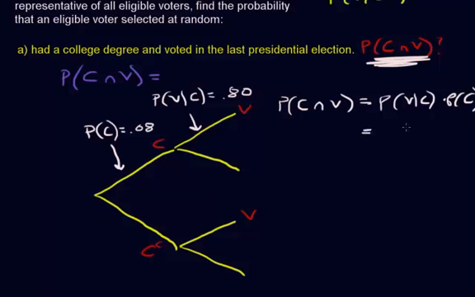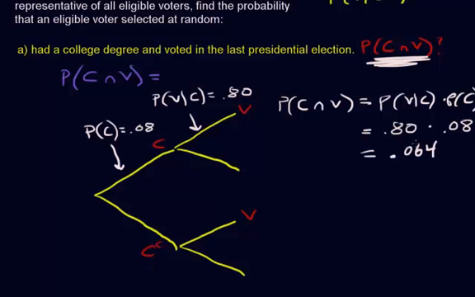Okay, well, we have our answers already then. What's the probability of voting given that you're college educated? 0.8. Probability that you're college educated? 0.08. So in your calculator, you'll take 0.8 times 0.08 and you get 0.064. So as a percentage, that's about 6.4%.